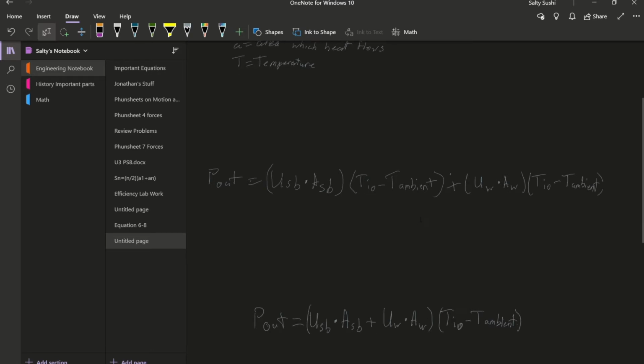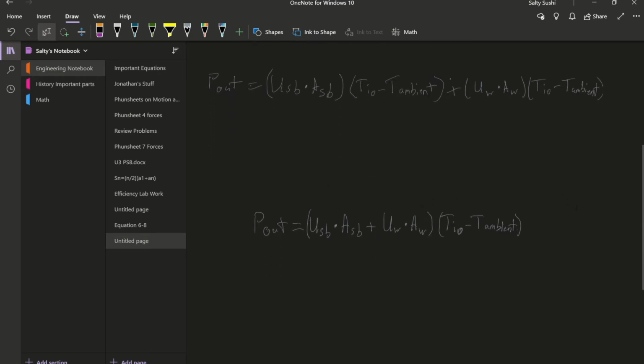Now this is just simplified in equation 11 to one easy line. P out is equal to the heat transfer of the sides and base times the area of the sides and base plus the heat transfer of the window times the area of the window, which is then all multiplied by the temperature inside the oven minus the temperature ambient.